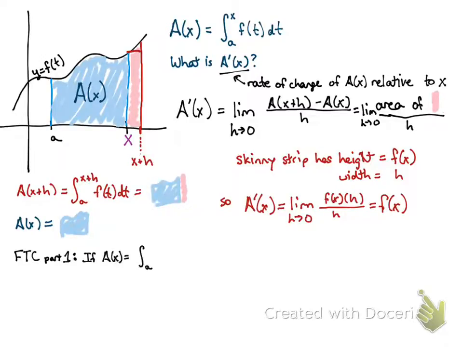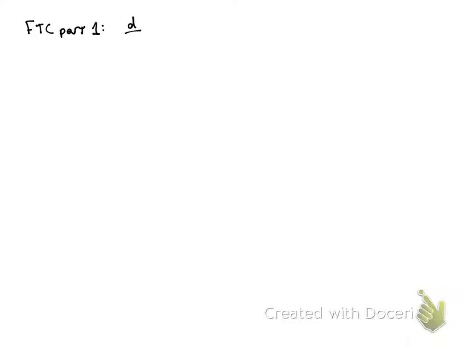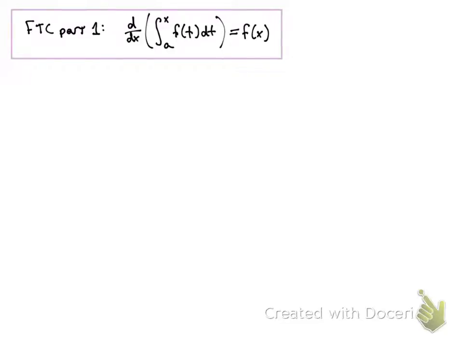And that is exactly what the fundamental theorem of calculus, part 1, says. If you have this accumulation function for a continuous function, and you take its derivative, you get the continuous function. In other words, this is the way it's usually written, the derivative of this integral is f of x. We'll see an example of using this in a moment.